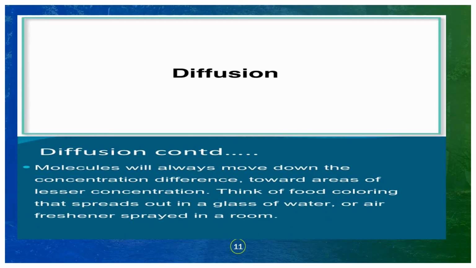After this, we will continue with our diffusion. Now, what actually is diffusion? Molecules will always move down the concentration difference towards areas of lesser concentration. As you can see, when you take a glass of water and you add a food coloring into it, it spreads out easily and slowly. Or whenever you spray the air freshener in your room, it also spreads in the entire room after some time. So that is because of the process of diffusion.